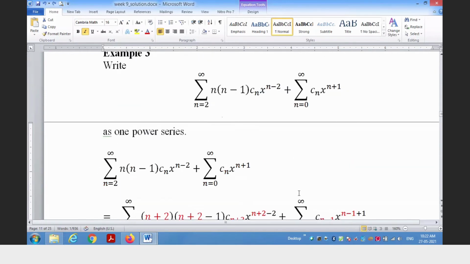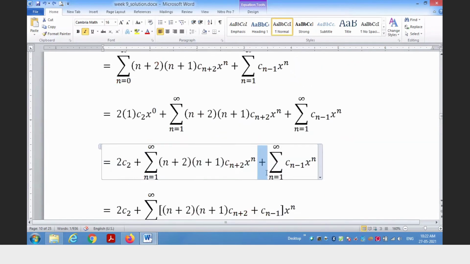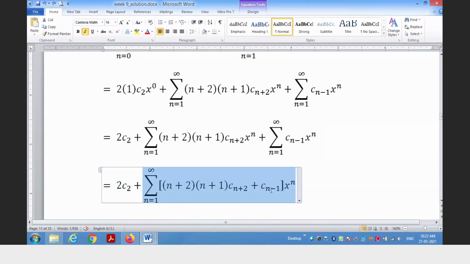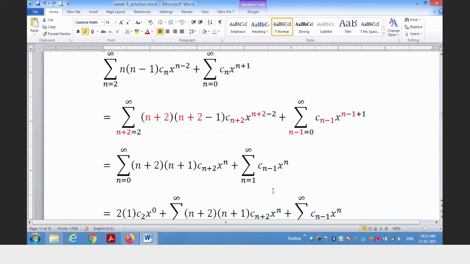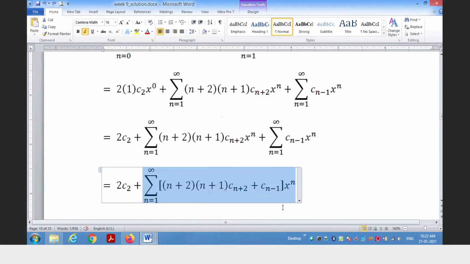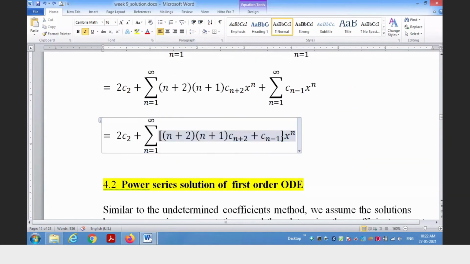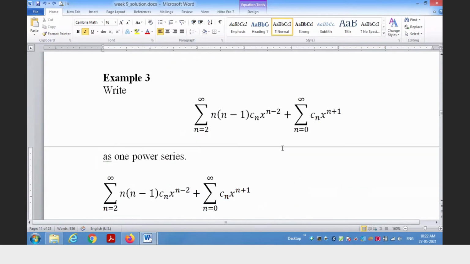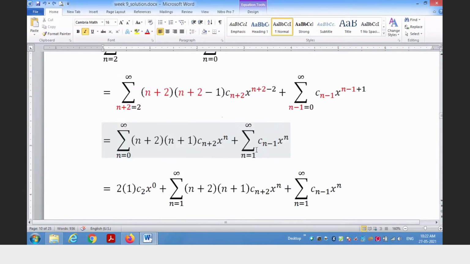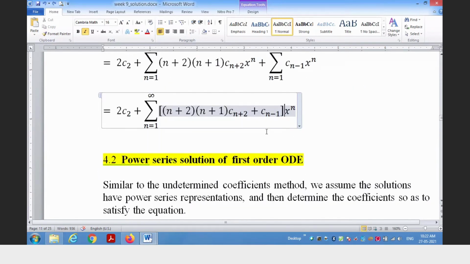Okay, so now we write these two summations as one summation only, as one power series. We only have here one power series. Before this, we have two power series. Now it becomes one power series.